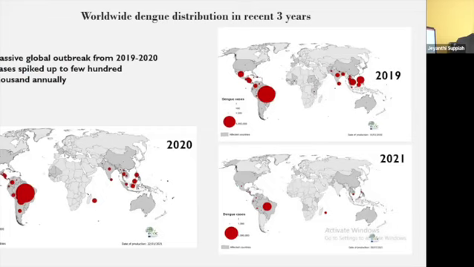Right. So what is it like in dengue distribution worldwide in the recent 3 years? So from 2019 to 2020, there was a massive global outbreak of dengue, where cases spiked up to few hundred thousands annually in most of the endemic region of the world. However, in 2021, there seemed to be a decline in the number of cases, as you can view here in the graph, in the map shown here in 2021.